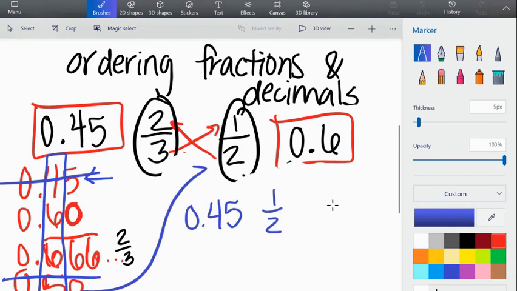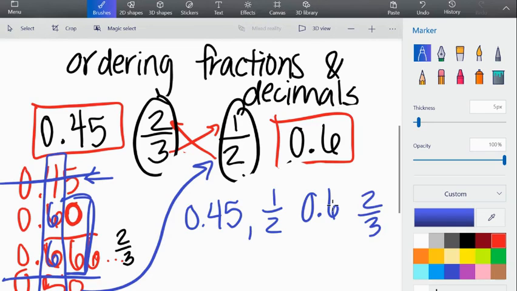And then we have 2 6s, so we have to go to the next place value to compare it because these two are the same. This one has a 0 and this one has a 6. So the 0 is obviously smaller. So 6/10 is the third least, and the highest is going to be 2/3. That's 6 repeating. So this is in order from least to greatest.